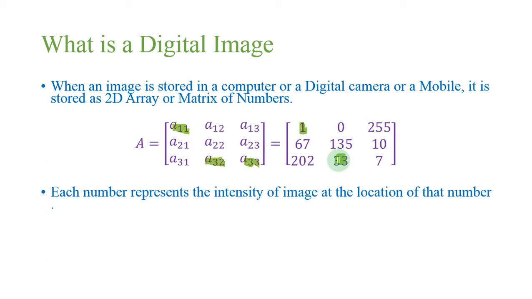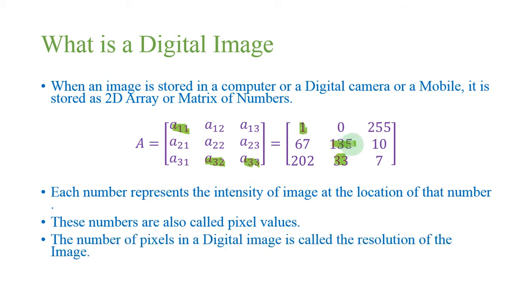So images are also stored like these matrices. You can say this is a 3x3 matrix or a 3x3 image. In case of this matrix being an image, each number in the matrix represents the intensity of the image at that particular location. These numbers are also called pixel values. For example, the pixel value at second row and second column of the image is 135.